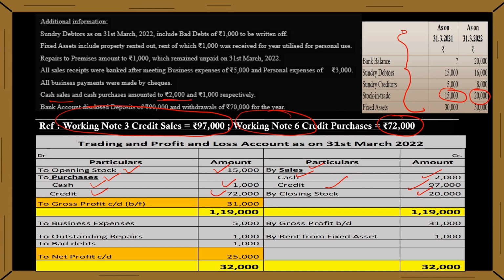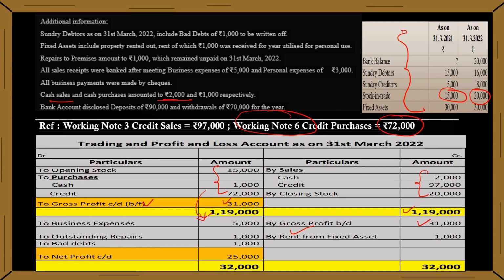By closing stock 20,000. On seeing, we find the credit side total is more. So take the total on both sides. 2,000 plus 97,000 plus 20,000 comes to 1,19,000. Take it to the debit side. Deduct 15,000 plus 1,000 plus 72,000 from 1,19,000. You get 31,000 as the gross profit. To gross profit carried down, balancing figure, that is 31,000. Now take it down as by gross profit brought down, 31,000.